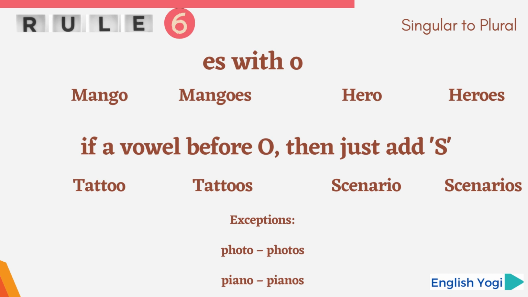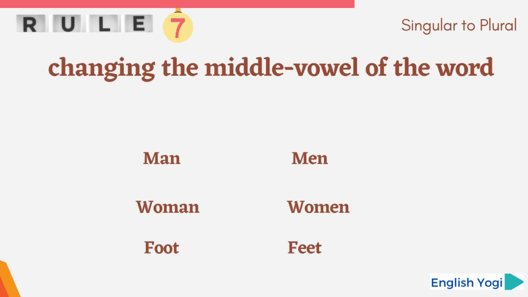The next rule about making a noun plural is changing the middle vowel of the word, or we can say the irregular form. For example, man is singular, and if we want to convert it into plural, it becomes men. Similarly, woman becomes women. Another example of changing the middle vowel is foot, and foot becomes feet in plural form.